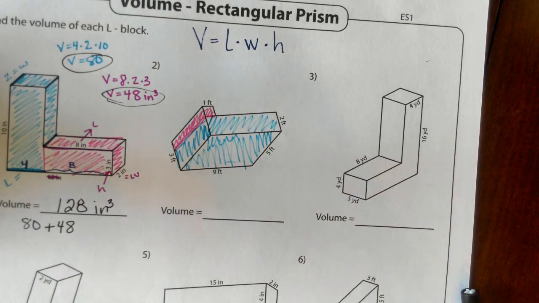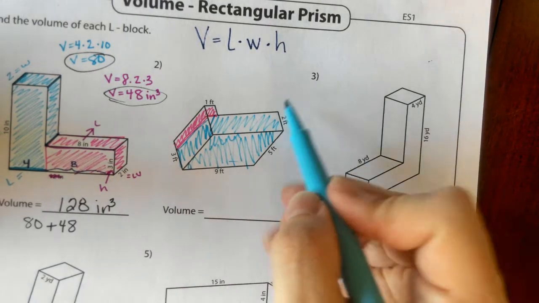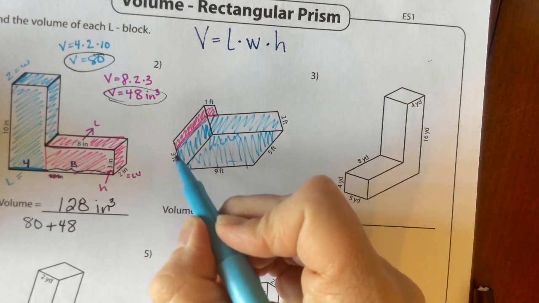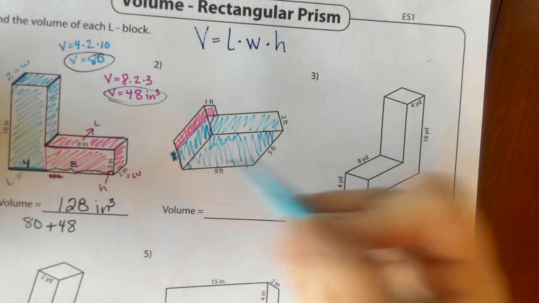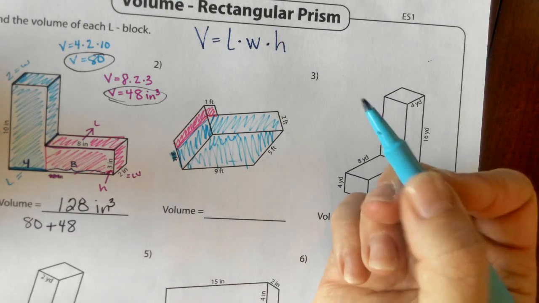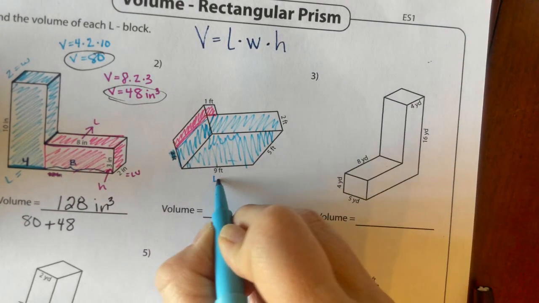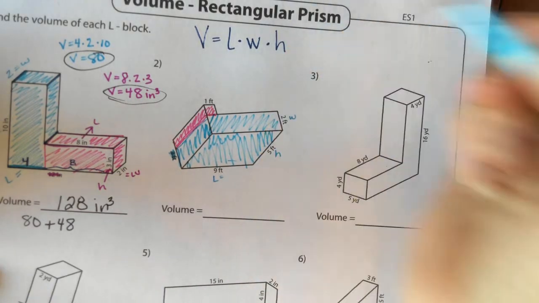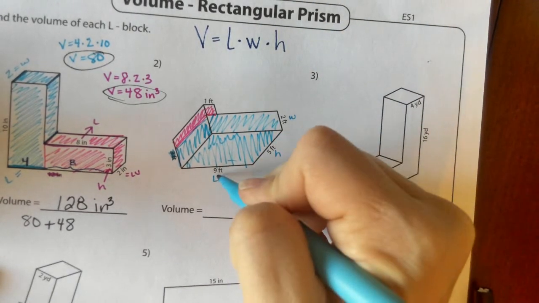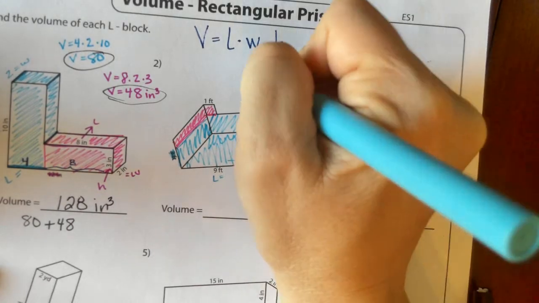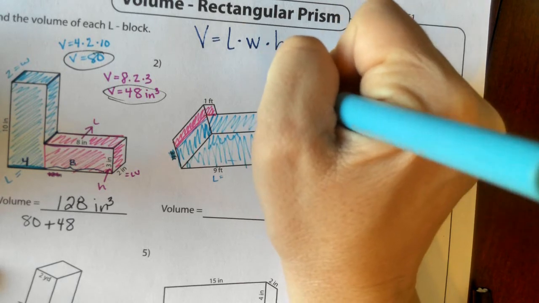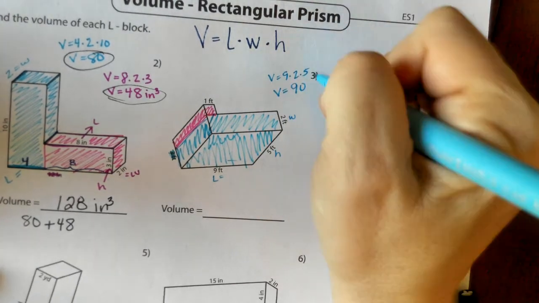First, let's go with the blue. So I know I have 4 different measurements here. Notice that the 3 is combined with the 2 colors, so I'm going to mark it out because I'm not going to use that 3. So I have length, height, and width. So 9 times 2 times 5 gives us 90 feet cubed.